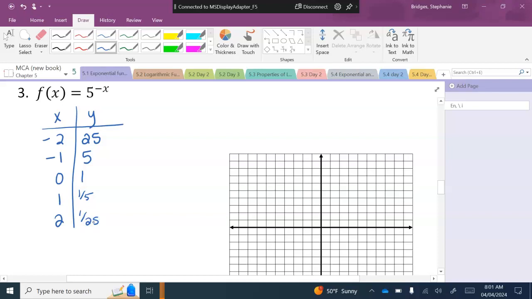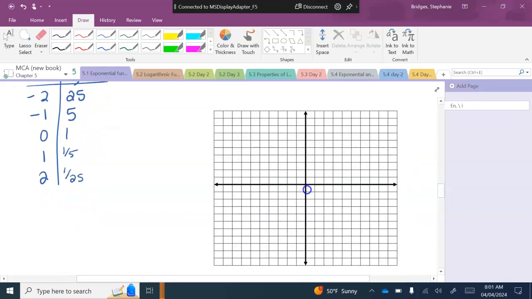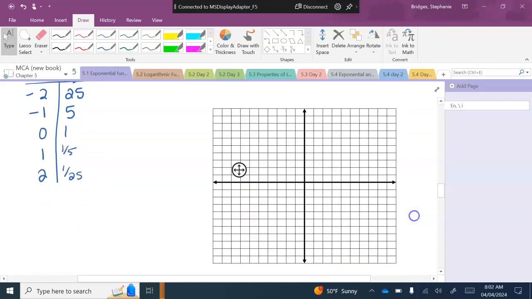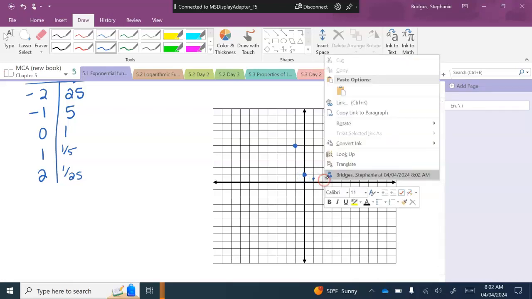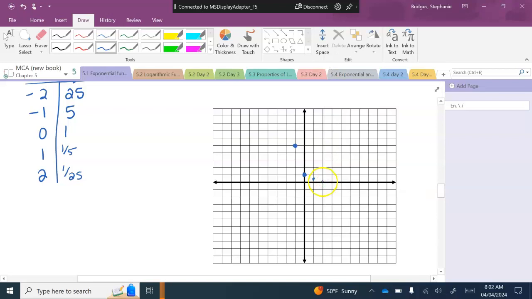Again, obviously that negative 2 and 25 is not going to fit on my 10 by 10 graph, so I can't graph that one. But I can do the negative 1 and positive 5. Then 0 and 1. 1 and 1/5. 2 and 1/25. And for some reason, every time I get close to the x-axis, it does not want to put a point. There we go.